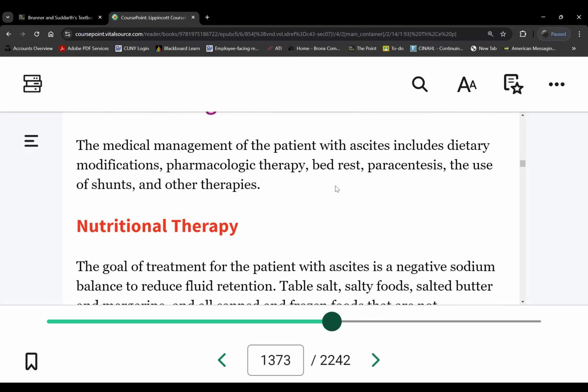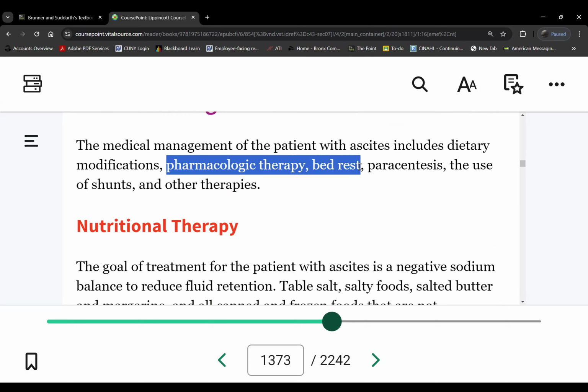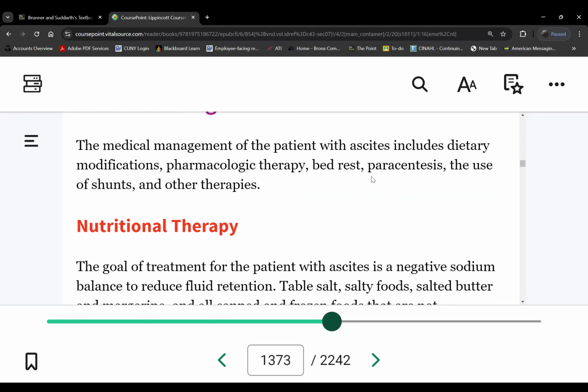Now let's go to management. How do we help the patient? The options are, number one, dietary modifications. We'll restrict the patient's sodium intake. Pharmacologic therapy through diuretics, and bed rest. This is not only for ascites. This is basically anyone who has a liver condition, whether it's hepatitis or cirrhosis. We place the patient on bed rest. What are the consequences whenever we place anybody on bed rest? Blood clots and skin conditions. Another option is to drain it, paracentesis, or in the case of end-stage liver disease, shunts. We'll talk about each one at a time.